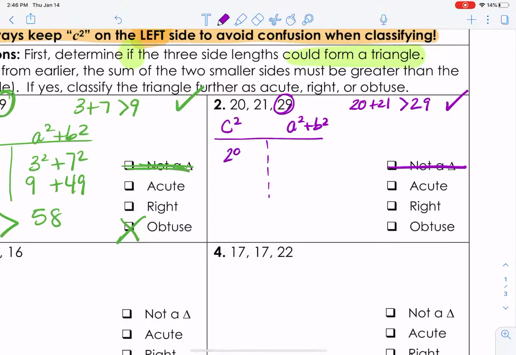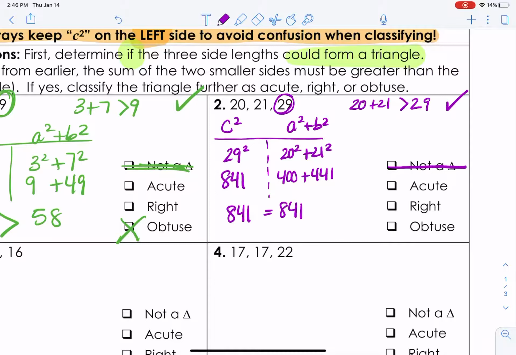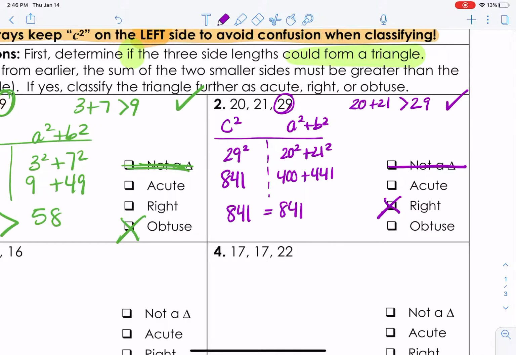C squared is 29 squared. A squared is 20 squared plus 21 squared. That's 841, 400 plus 441. 841 equals 841. So now I know that they're the same. C squared equals a squared plus b squared. So what does that mean? It means that is a right triangle because they're equal.